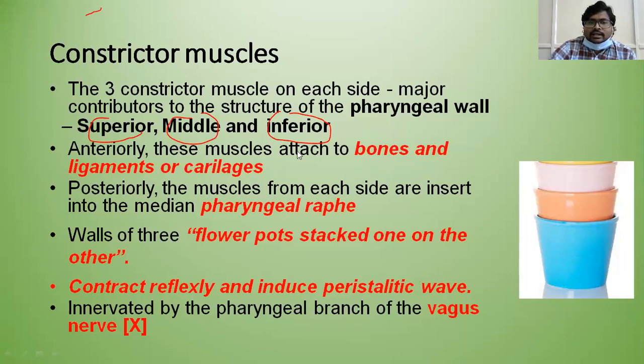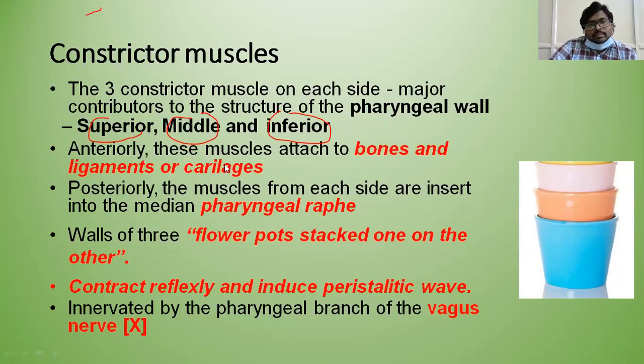So anteriorly, they are attached to bones, ligaments, and cartilages, that is skeletal structures. Posteriorly, they are attached to only a median pharyngeal raphe, which is nothing but a fibrous band. All these constrictor muscles are arranged in the form of flower pots stacked one on another. That is, the lower part of the superior constrictor is covered by the upper part of the middle constrictor, and the lower part of the middle constrictor is covered by the upper part of the inferior constrictor, like flower pots stacked one on another.